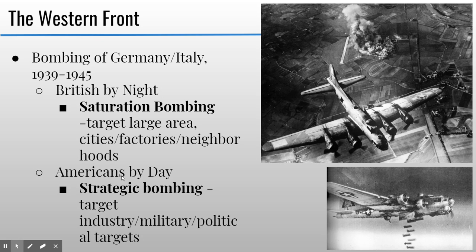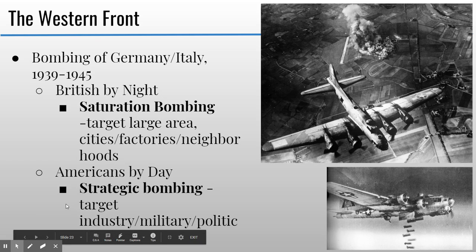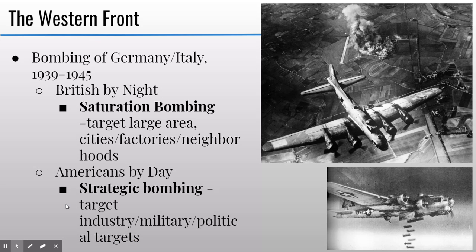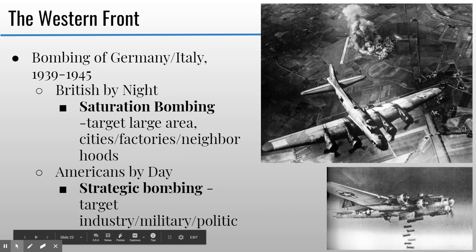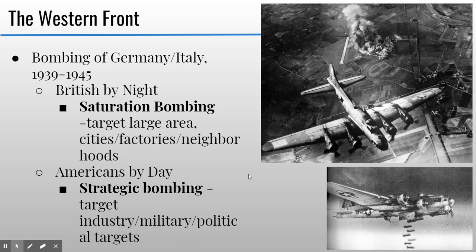The Americans, though, we picked to do what's called a strategic bombing, which is bombing by day. So obviously at day you can see your target better, so you're more likely to hit it, but also the enemy can see you, so you're more likely to get shot down. And the Americans try to target very specific targets. So they pick a political building, or they pick a factory district, or they pick a military target, and they try and hit it. So there's just two different ways of bombing Germany and Italy. This is going to be very, very destructive over the war. Whole cities are going to go up in fire, and it's going to cause a lot of the damage that you see at the end of the war.